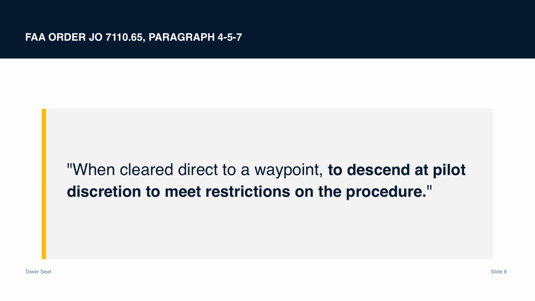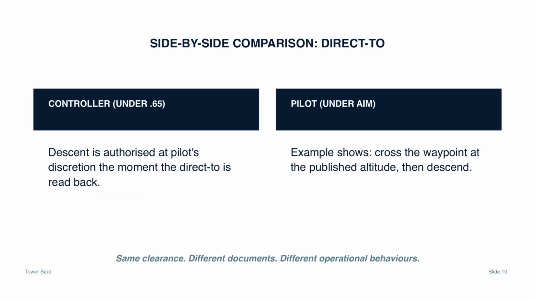Clean. But if the controller bundles it, "proceed direct Danny, then descend via the arrival," the word "then" is doing work the rulebook doesn't define. Is the descent authorized at Danny? Before Danny? The 65 doesn't say. The pilot is guessing. Same words, and the pilot is left guessing.